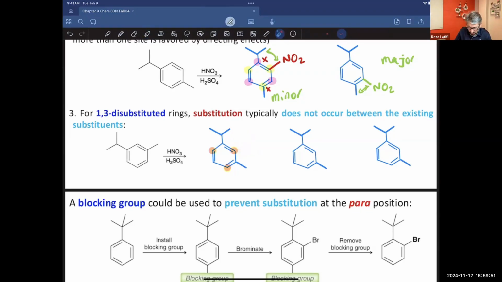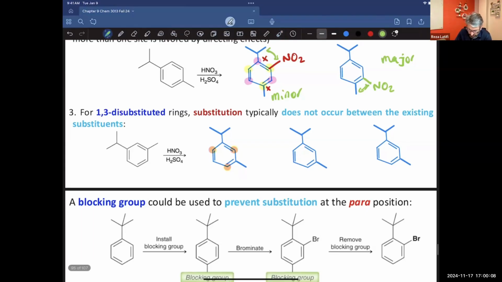Okay, this one is ortho to the isopropyl, but para to the methyl, and this one is going to be ortho to the methyl group. Now, the question is, where do you want to put the nitro? Okay, one idea. Let's put it here. So I'm going to put the NO2 here. That's one. Next one, we can put the nitro here. And last one, we're going to put it there, between them.